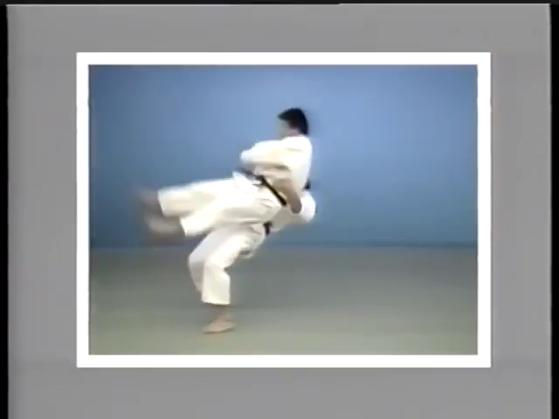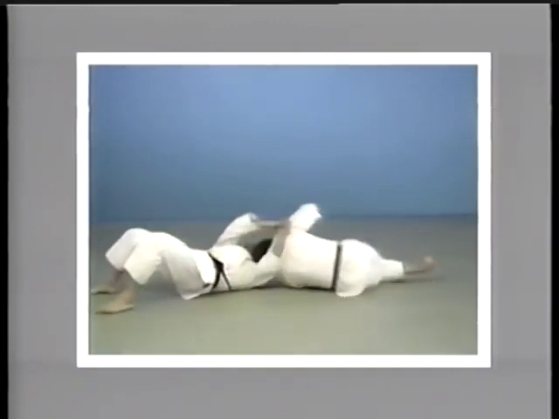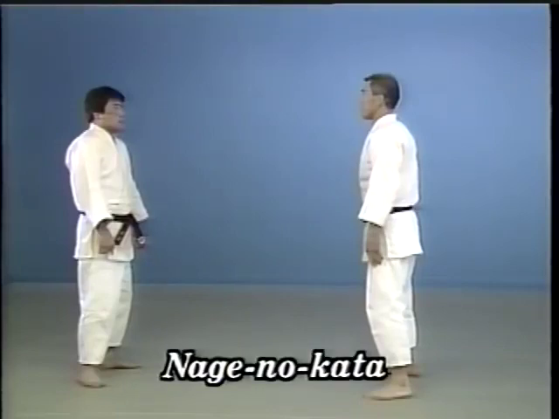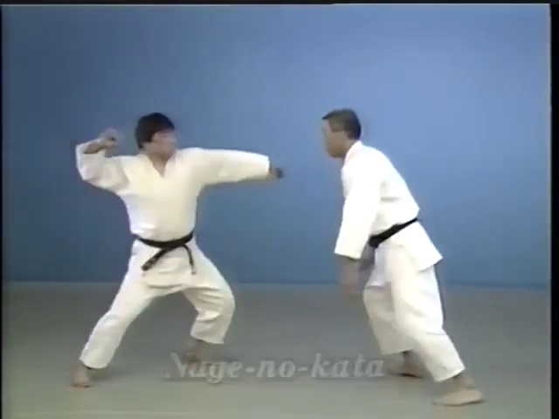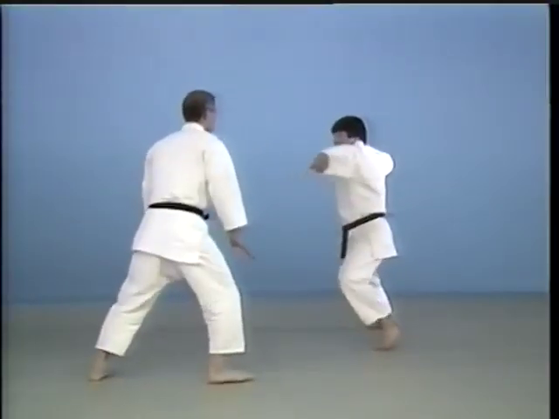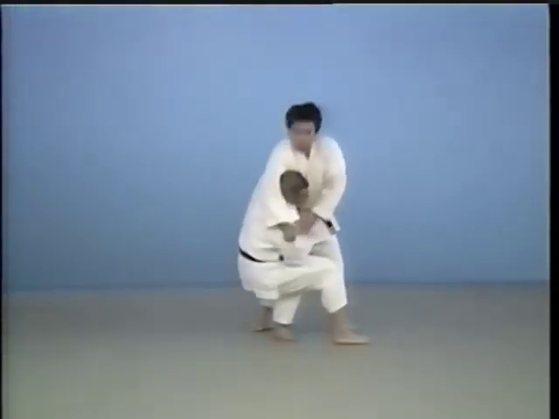Nage. The principle behind this form is to use the force of your opponent as you dodge his striking motion and to throw him, lifting him up on your hip as you sacrifice yourself by falling backward.